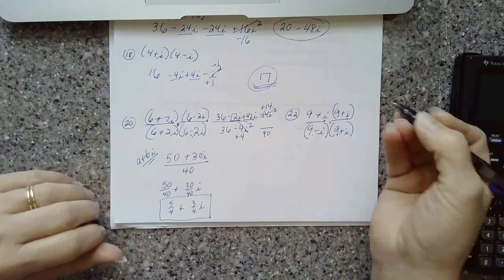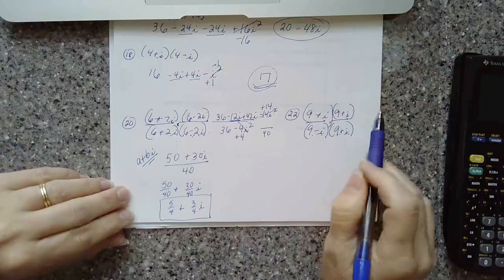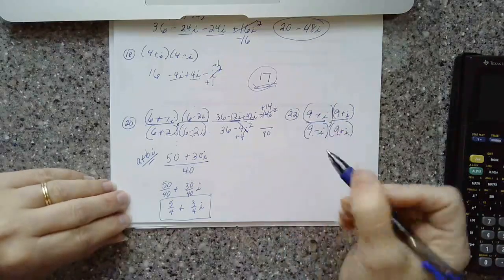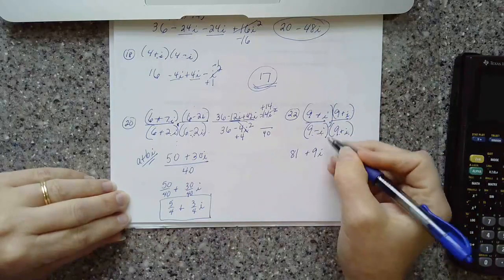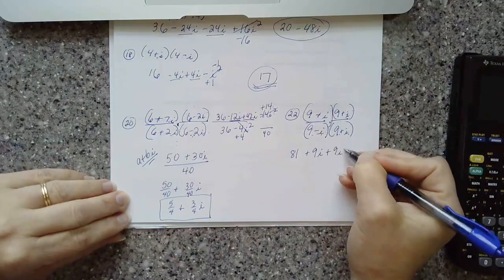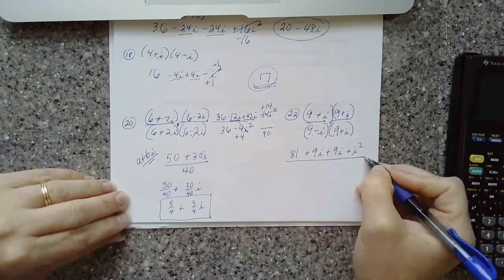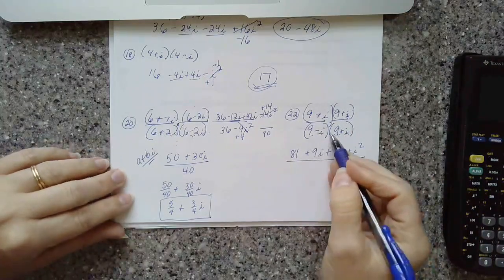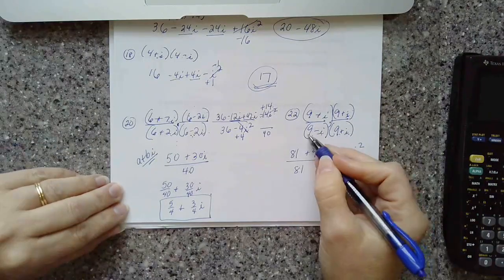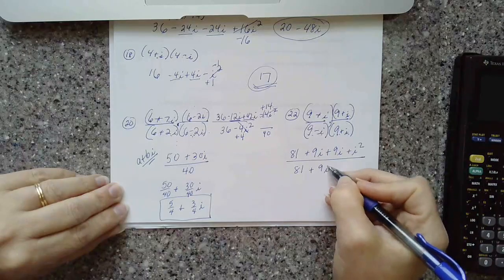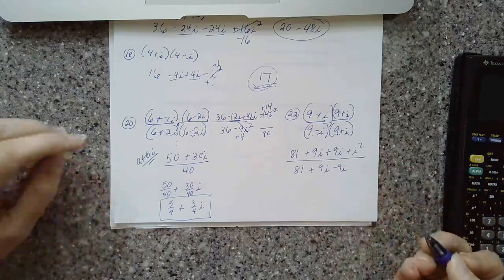It doesn't really matter, but the first is 81. Outer is 9i. Inner is also 9i. And last times last is positive i squared. We'll clean that up in a minute. Let's go ahead and finish the FOIL method. First times first is 81. Outer is 9i. The inner times inner, notice, is minus 9i. Like conjugates always work out, you get the middle terms drop out. Then the last times last is minus i squared.